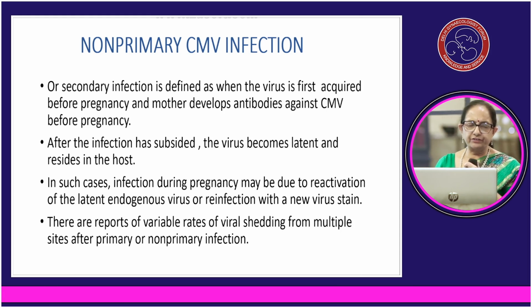Non-primary CMV infection, or secondary infection, is defined as one when the virus is first acquired before pregnancy and the mother develops antibodies against CMV before pregnancy. After the infection has subsided, the virus becomes latent and resides in the host. In such cases, infection during pregnancy may be due to reactivation of the latent endogenous virus or reinfection with a new virus strain. There are reports of variable rates of viral shedding from multiple sites after primary or non-primary infection.